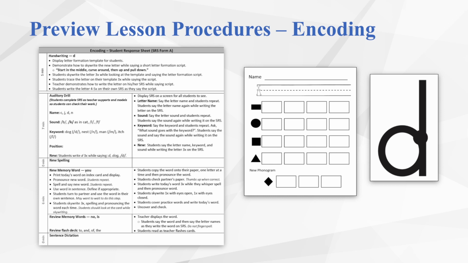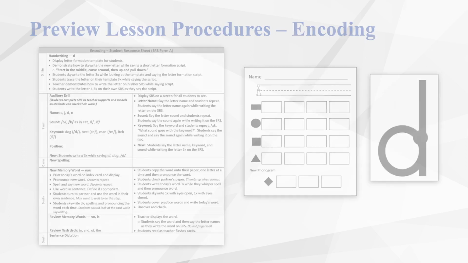The encoding portion of an OG lesson usually concludes with sentence dictation. Sentence dictation is cumulative review. This is the ultimate goal of the encoding portion of the lesson. Can the student write a sentence and apply all the skills that they've learned? This component will be added in later lessons.